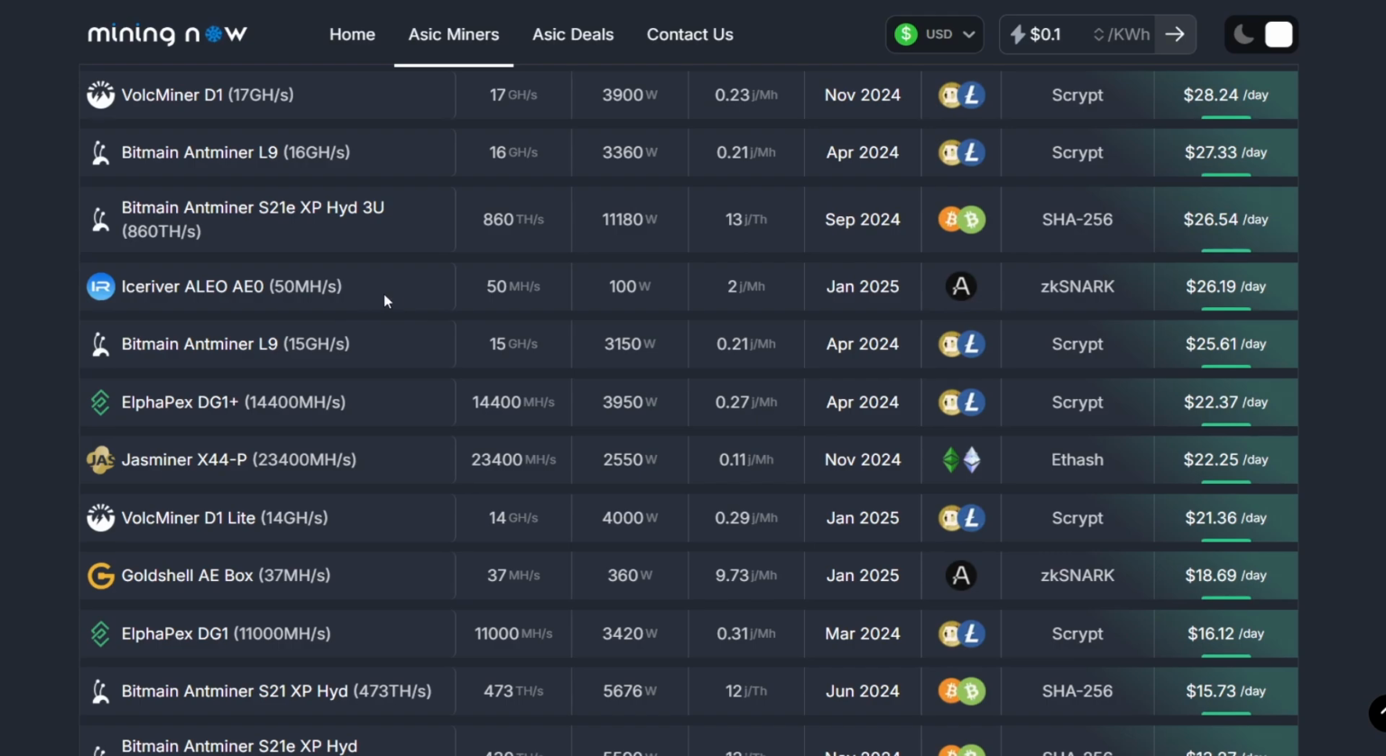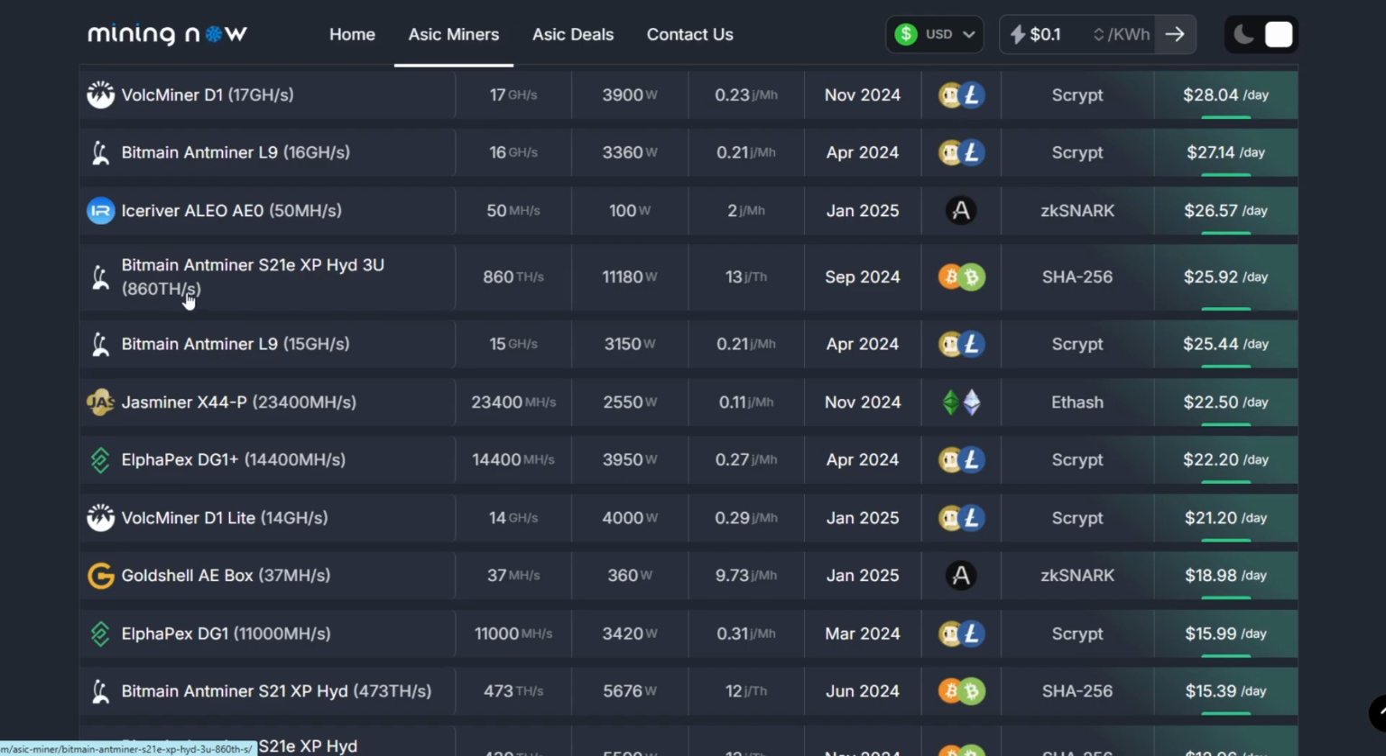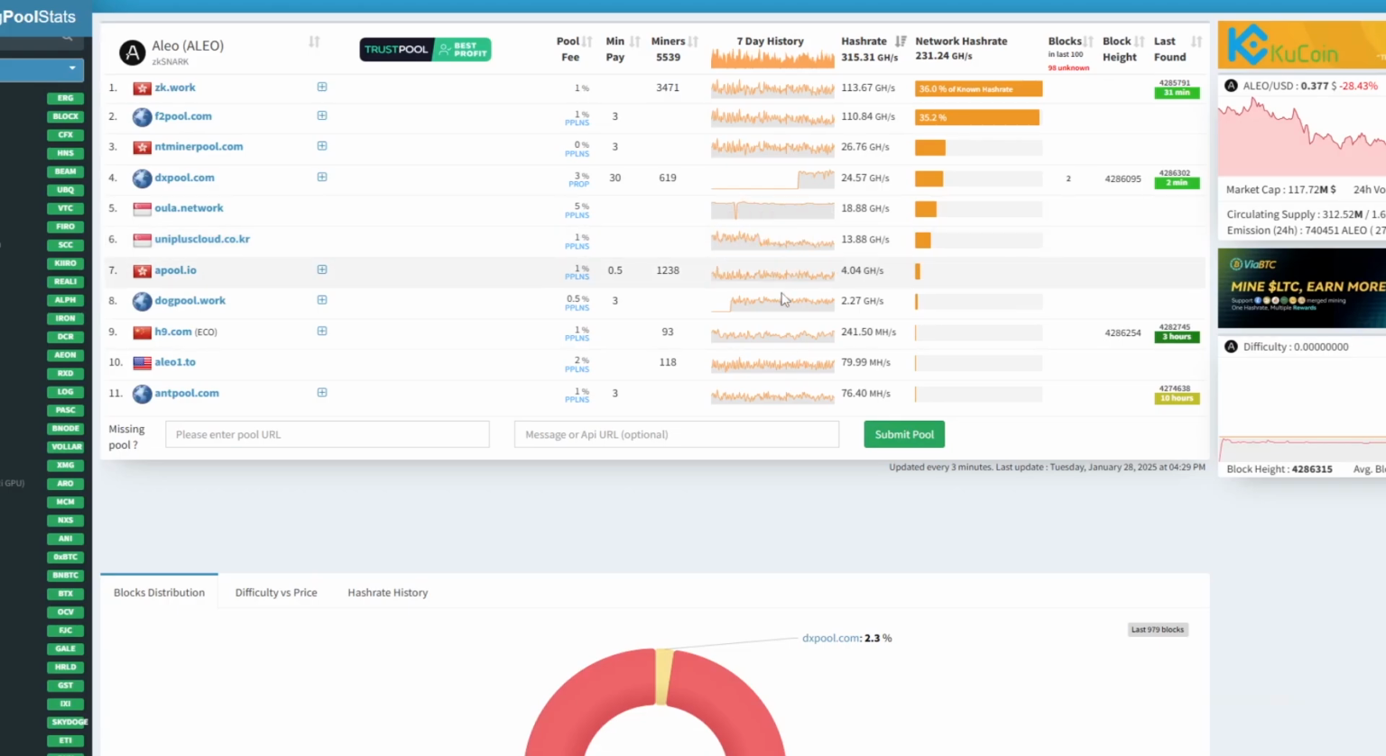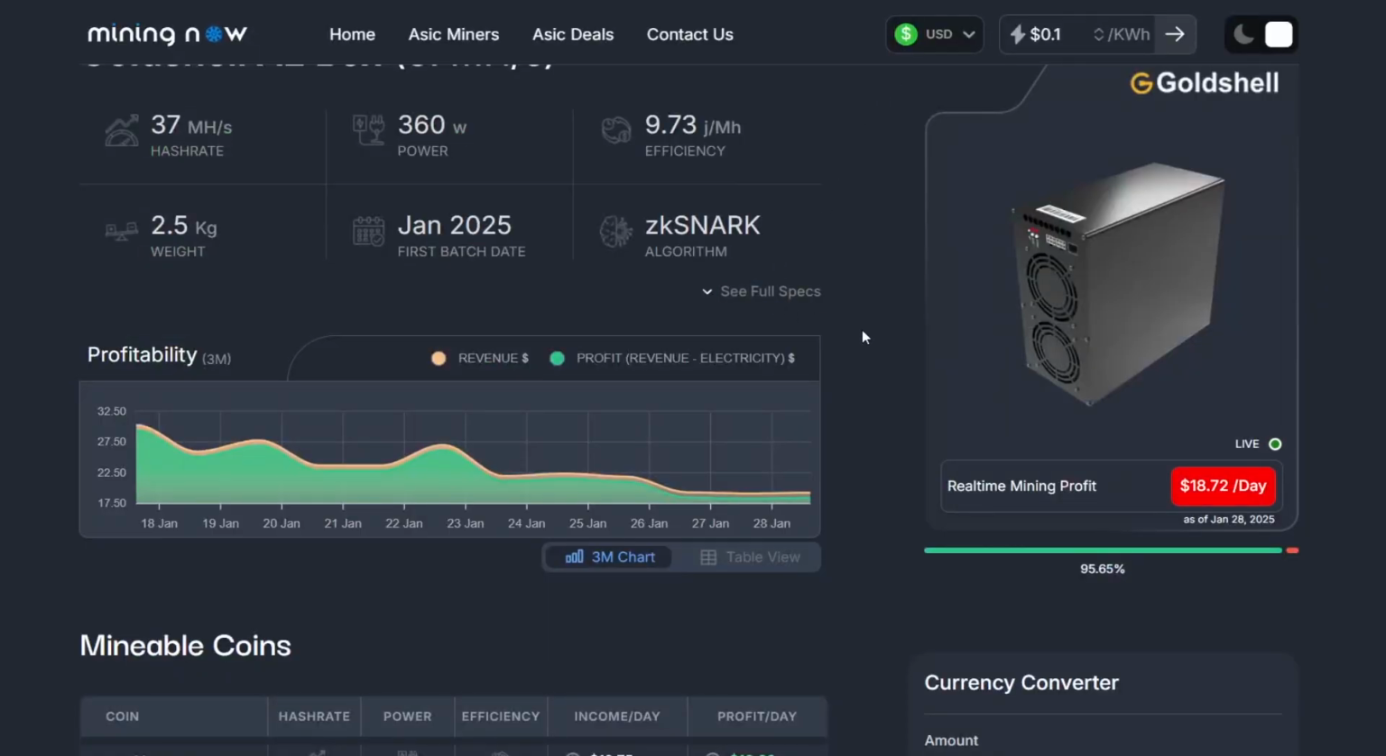We know that Bitmain has them in development, and there have been some rumors that they'll be releasing very soon. So you have the Ice River one and the Gold Shell one, and these are hitting the network right now. With some pools getting spikes upwards, you see this new pool come online. I believe that this might be a testing pool for some of these.